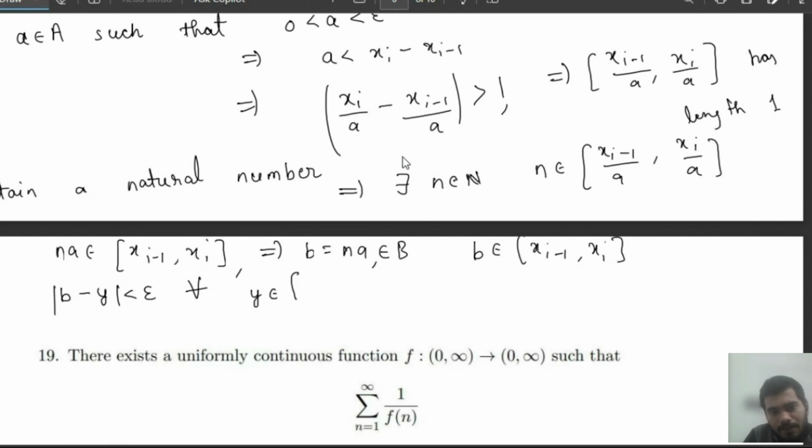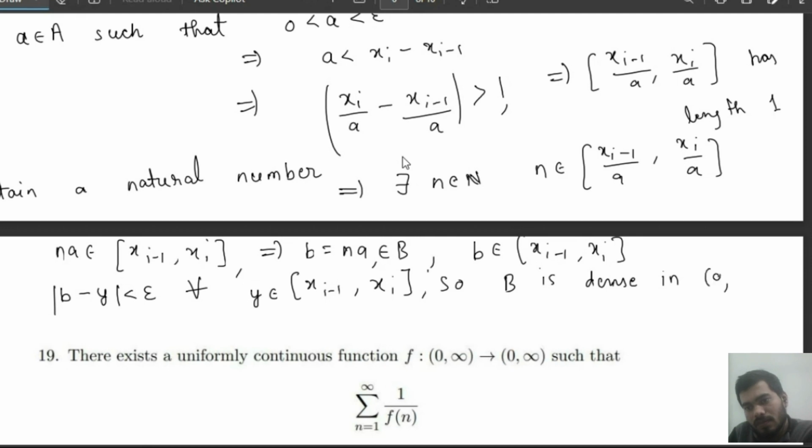Isn't it? Because the length of that interval was epsilon. And this b also belongs to this interval. Hence, since epsilon was very small, b intersection, or I can call b itself, b is actually dense in, sorry, dense in this interval.